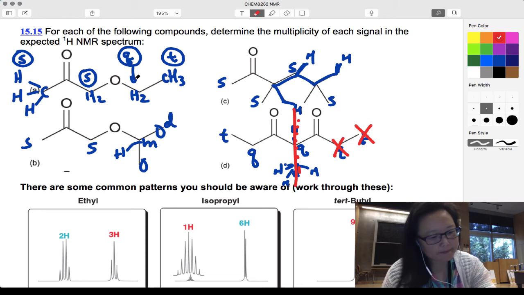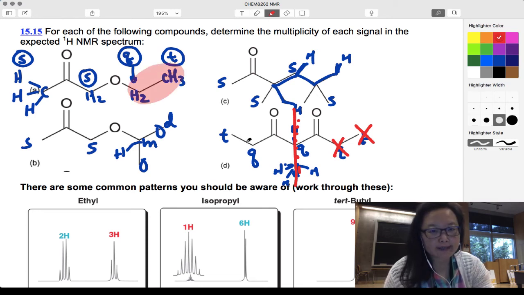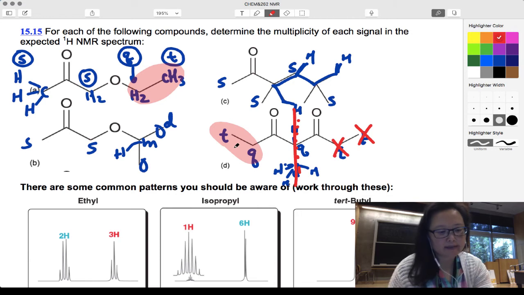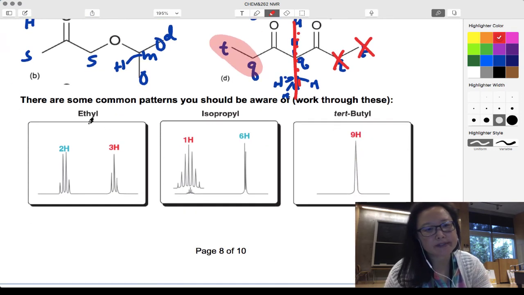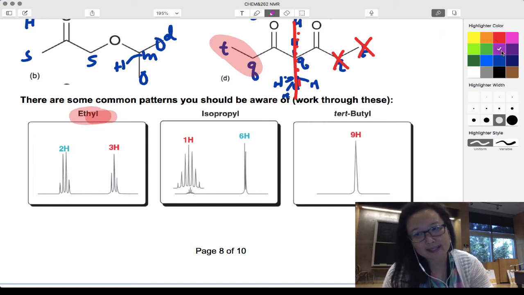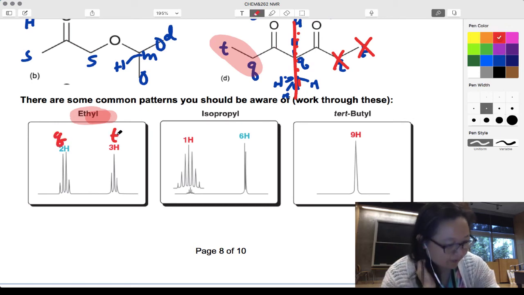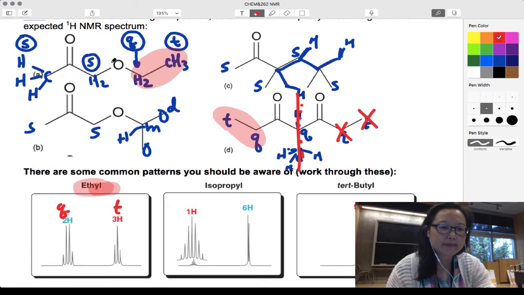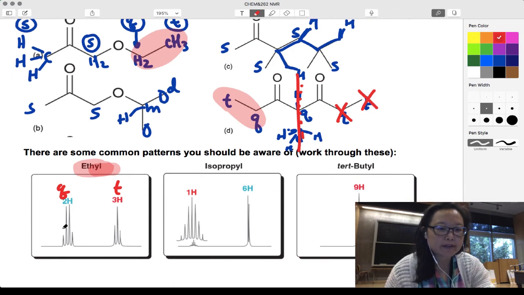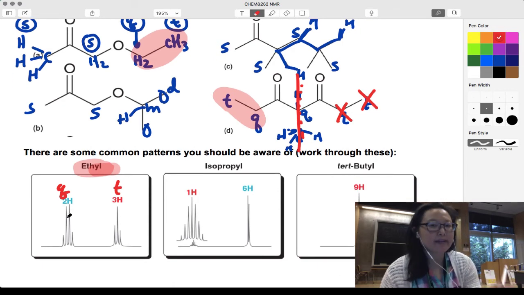Now notice some of the patterns. This ethyl group here gave me a quartet and a triplet. This ethyl group here gave me a quartet and a triplet because you have CH3CH2. That's an ethyl group. So it's usually going to give you a quartet and a triplet. So here's a common pattern, ethyl group. When there's a quartet and a triplet, usually that's going to be because of an ethyl group. And usually the CH2 group is attached to something that causes it to be more downfield. So sometimes you see the quartet first and then the triplet.